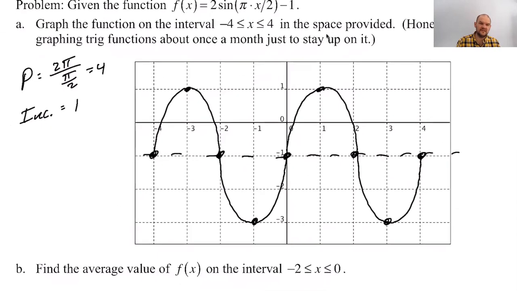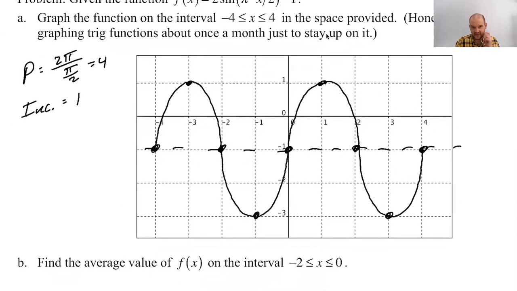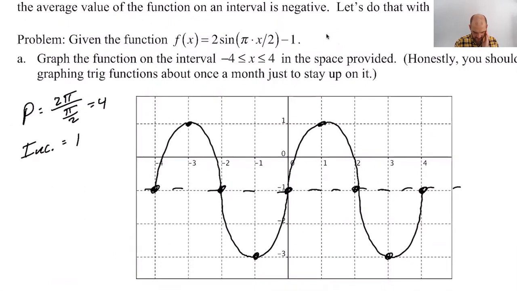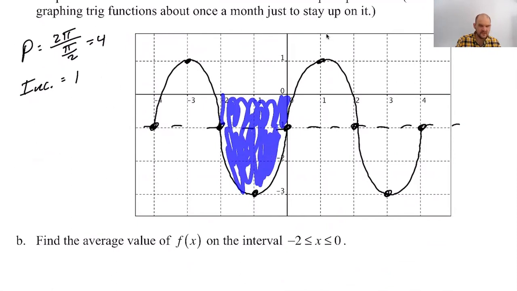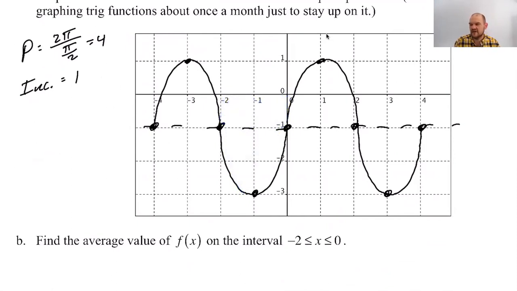Now, we want the average value on the interval from -2 to 0. So from -2 to 0, the integral is going to be like this. Definitely a negative integral. So since the integral is negative, the integral divided by the interval is going to be negative, and so we're going to get a negative average value.